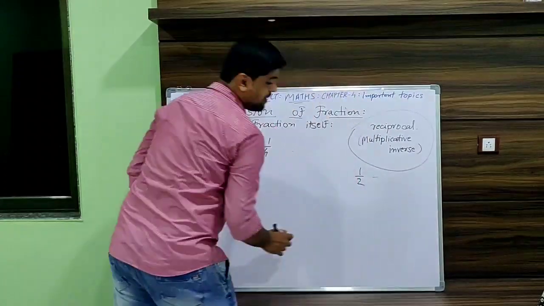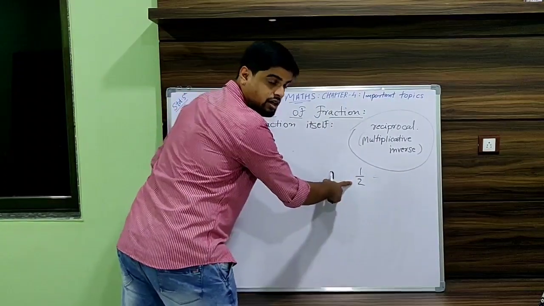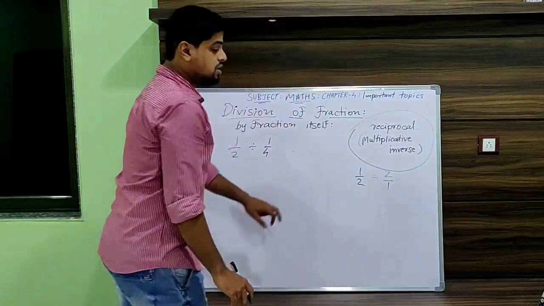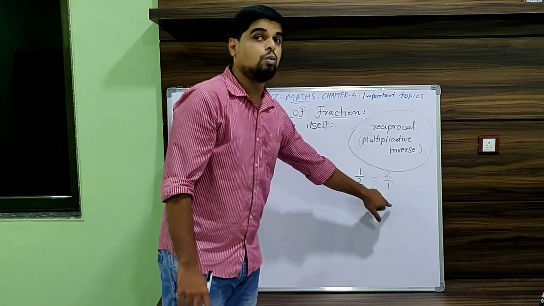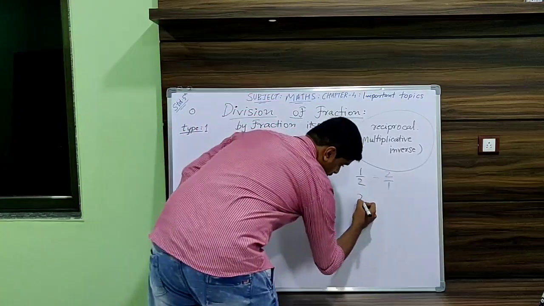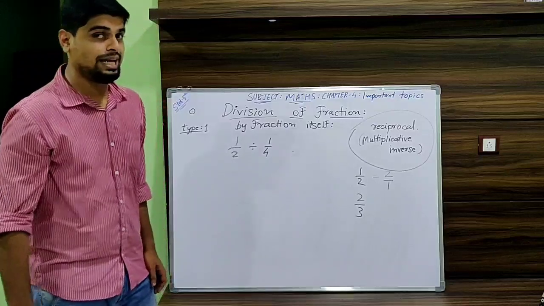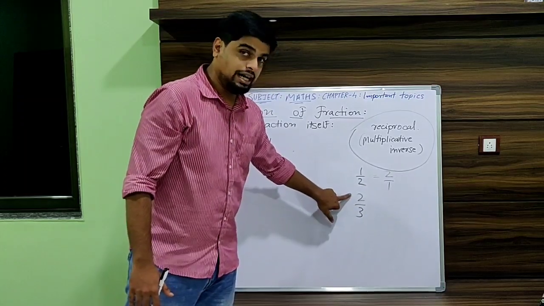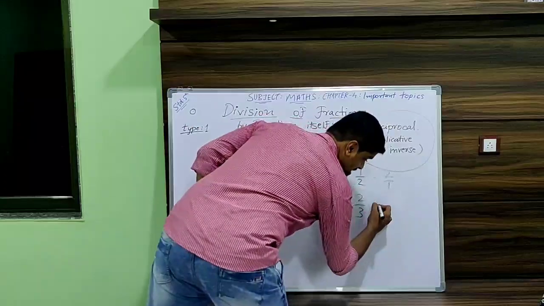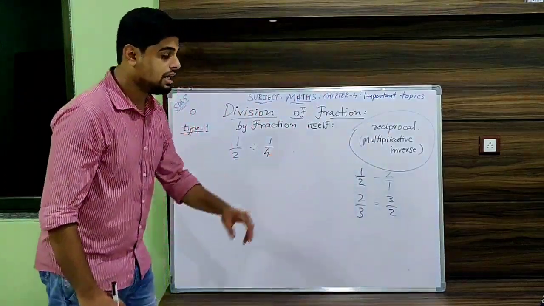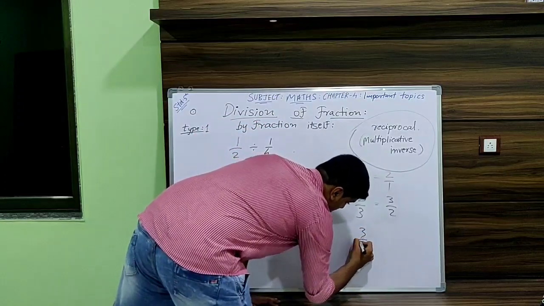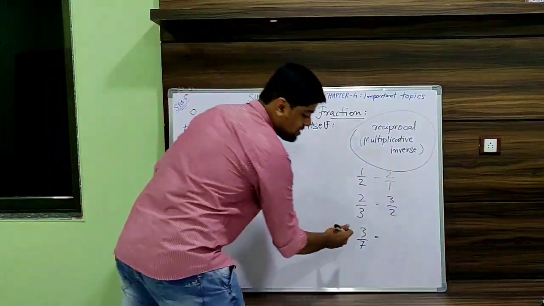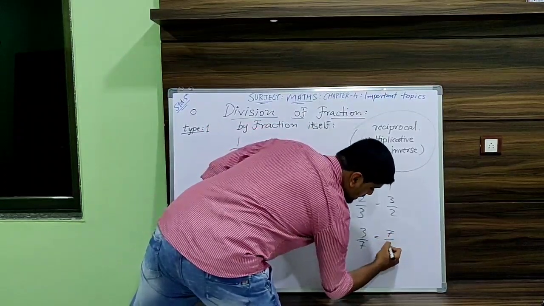Let's see, multiplicative inverse of 1 by 2. What is denominator here? 2. So this denominator becomes numerator, and this numerator becomes denominator. So multiplicative inverse of 1 by 2 is 2 by 1. Let's take another example. If I have fraction 2 by 3, what will be the multiplicative inverse or reciprocal? We have to make denominator as numerator and numerator as denominator. We have to just reverse it. That is 3 upon 2. Let's take another example. If I have 3 upon 7, what will be the multiplicative inverse? Let's see. That is 7 becomes numerator and 3 becomes denominator.